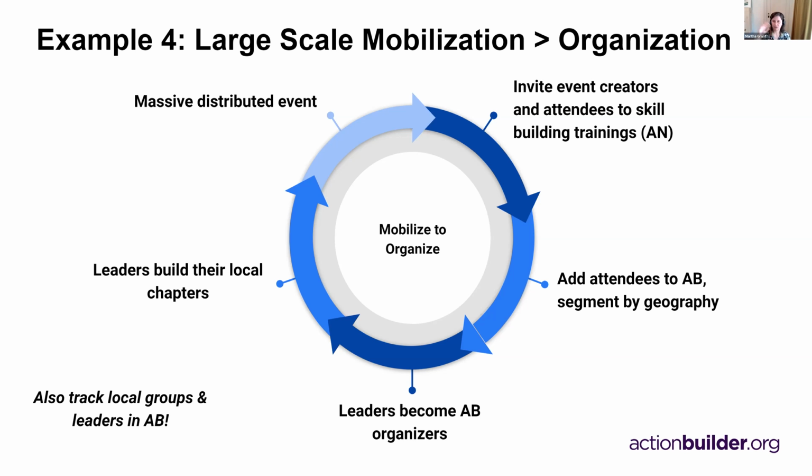And then you could drill down and invite those event creators to a tailored leadership development training, and invite attendees to a different skill building training, track all of that in Action Network and funnel those RSVPs into ActionBuilder, track that in ActionBuilder as well. And those event creators are potentially quick early leaders, and you could give them access to the attendees for their event in ActionBuilder. You could also segment attendees by geography, and your leaders, whether they had created the event initially or have just excelled in the other training programs that you put together, they become organizers in ActionBuilder and really start building out their local chapters autonomously.